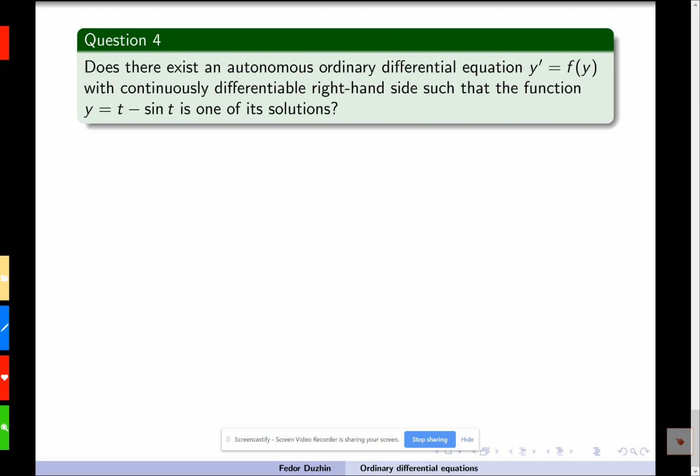Does there exist an autonomous differential equation with continuously differentiable right-hand side such that the function y equals t minus sine t is one of its solutions? Now, this is a fairly difficult question. So let me try to explain how you could arrive at the answer, how you could try to reason logically and get the answer.